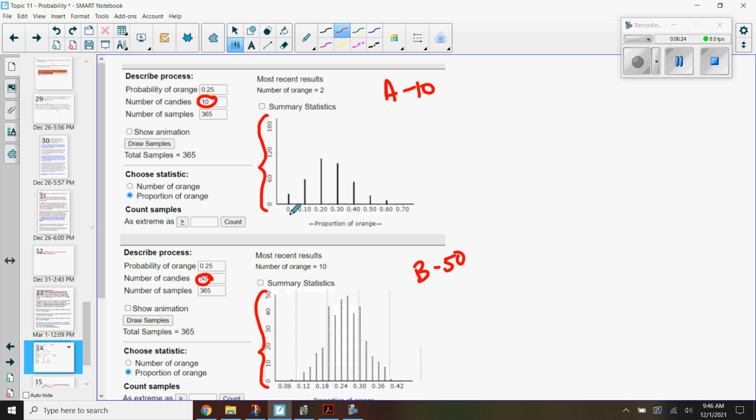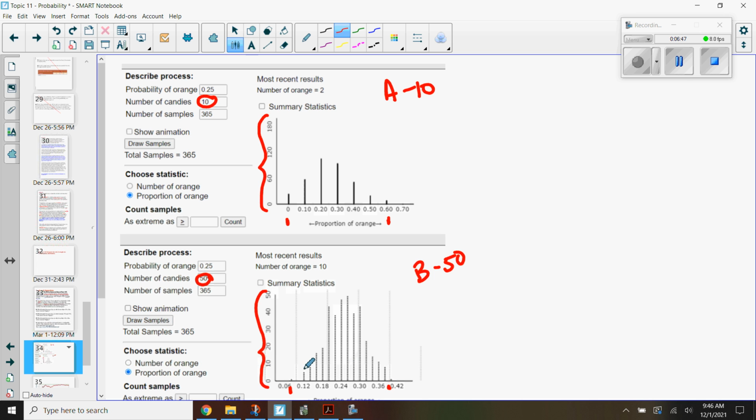Hospital A has a much broader range. It goes from 0 all the way up to 60%. Whereas Hospital B, which has 50 births per day, the lowest one is 6%, and it doesn't go anywhere near 60%. It gets maybe up about as high as 40%.